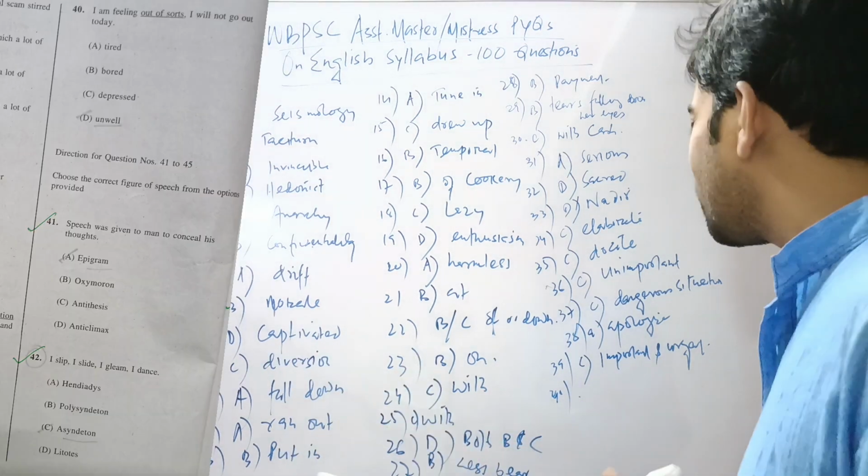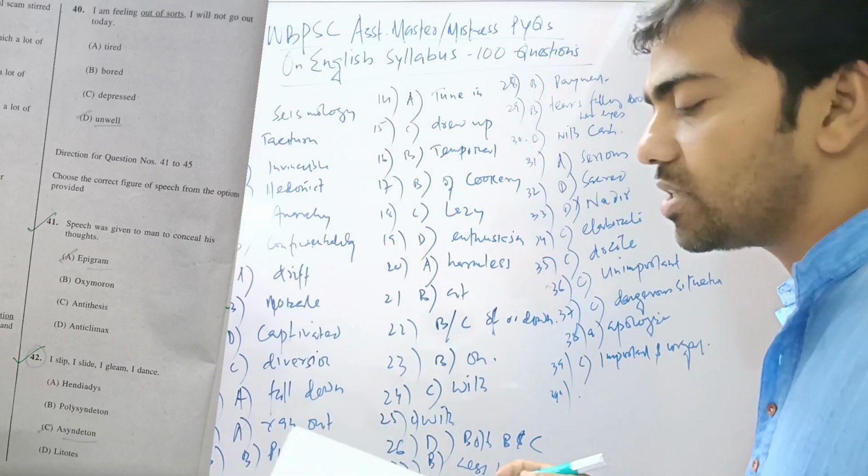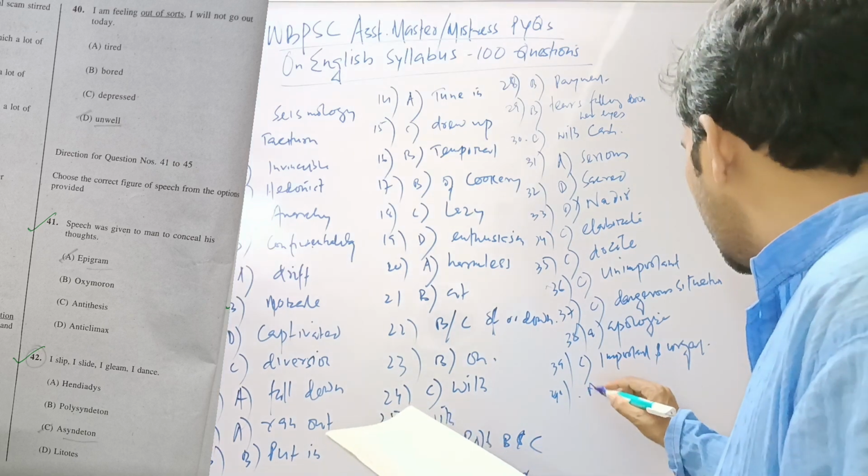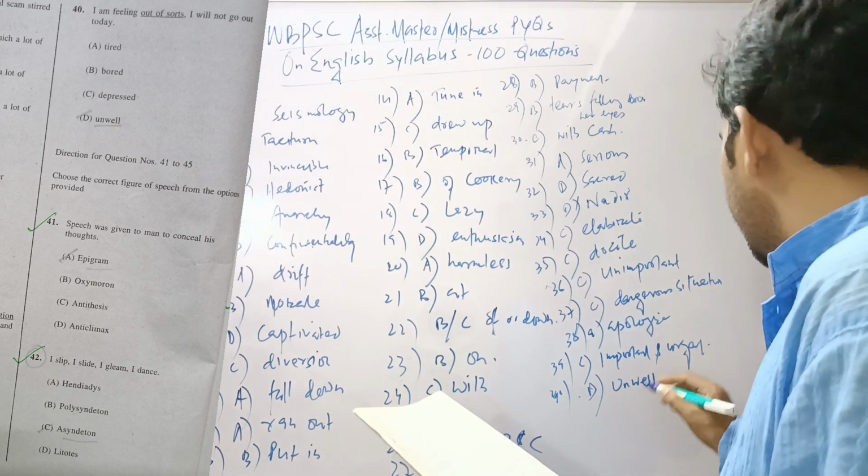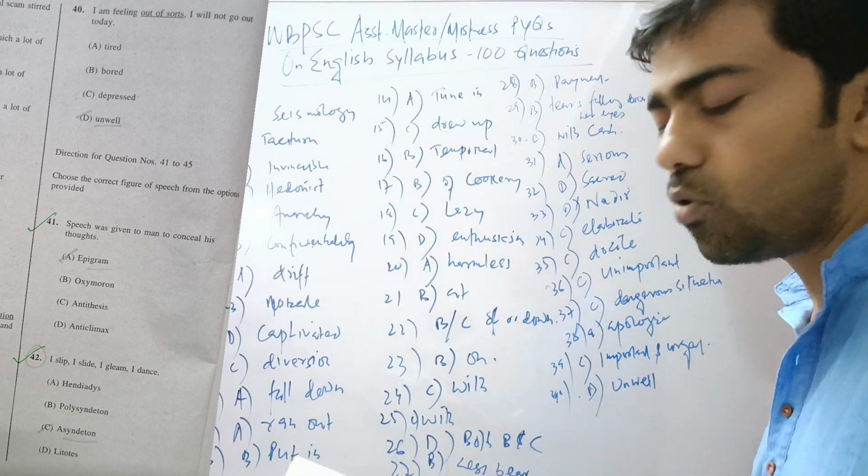40. Now finally come to 40. I am feeling out of sorts. Out of sorts is also a very common type of expression. Out of sorts means unwell. D number. But very important, the options are very close.